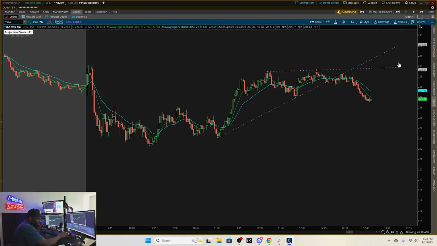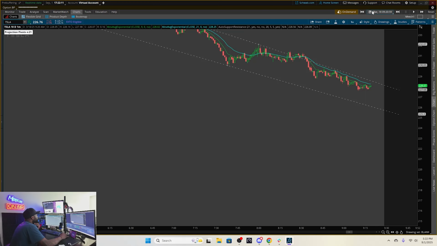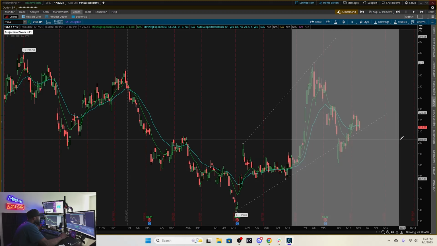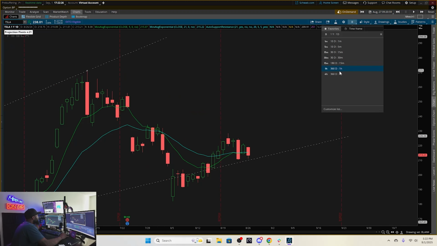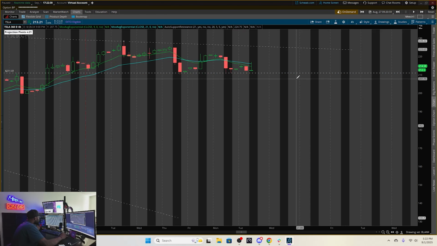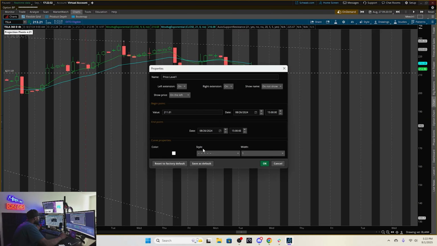Next date we have is August 27th, 2024. We're gonna go to the daily, check for gaps. No gaps. 4-hour time frame. Let's see what we're looking at. Boom, that's the low. Mark that prior day level.